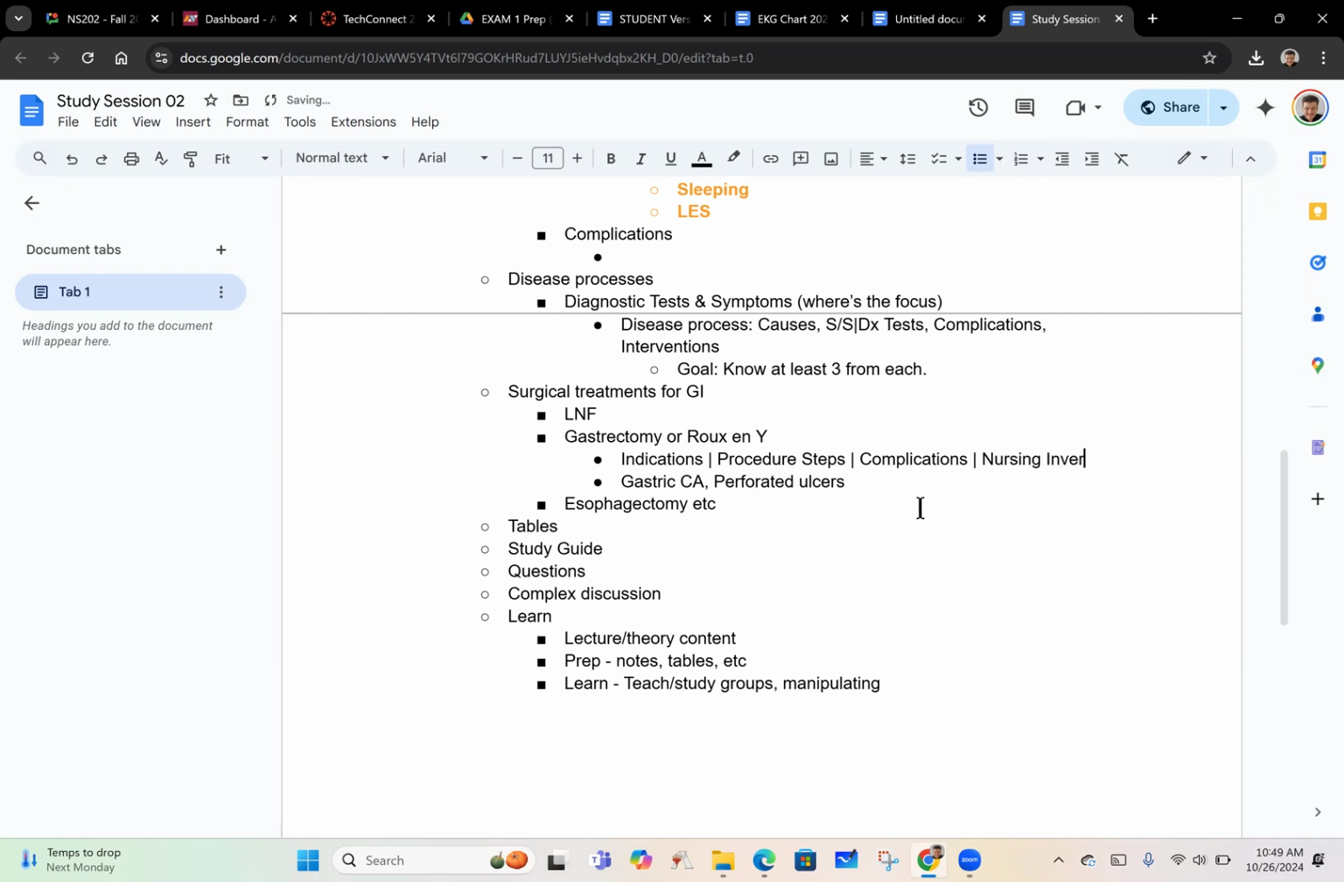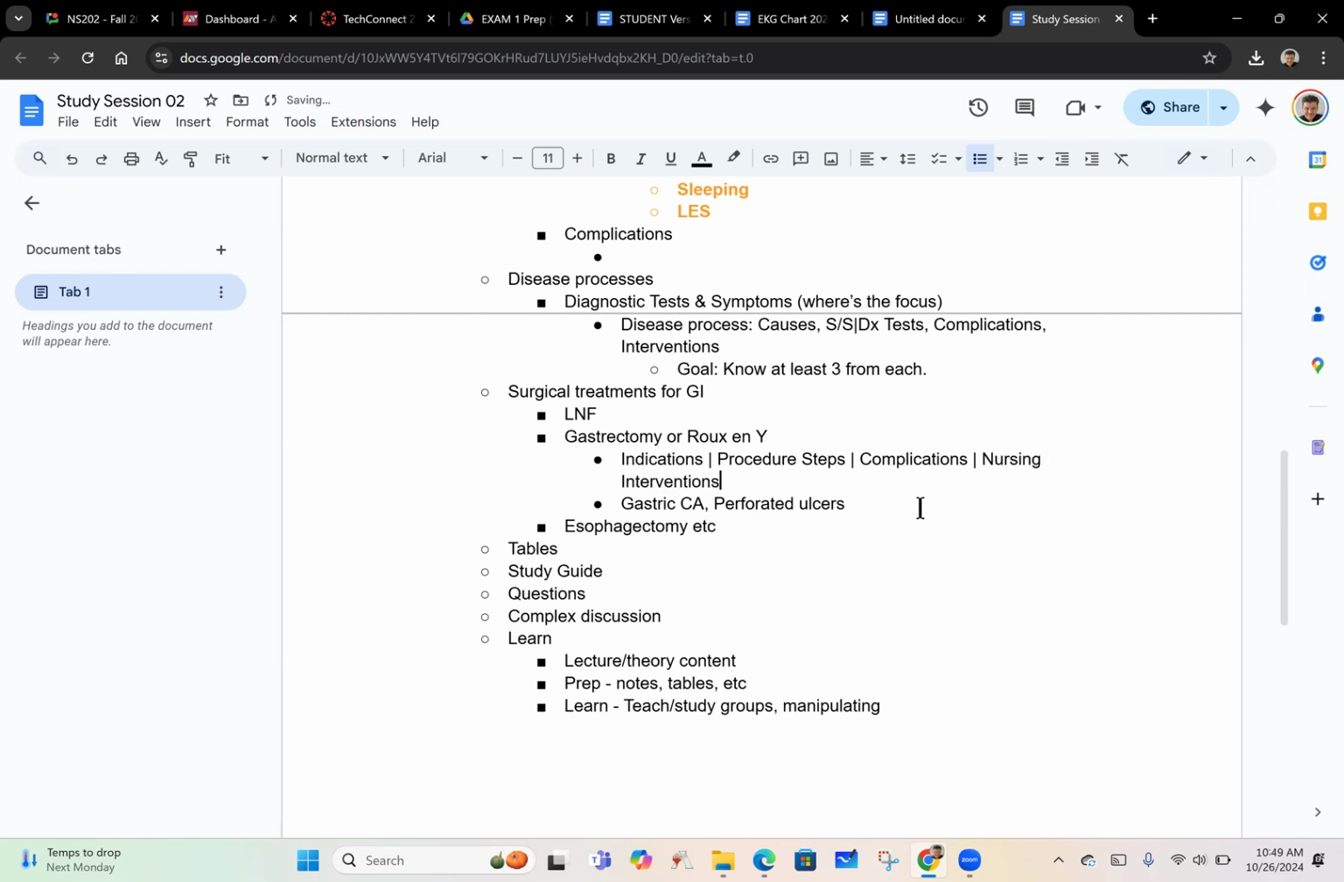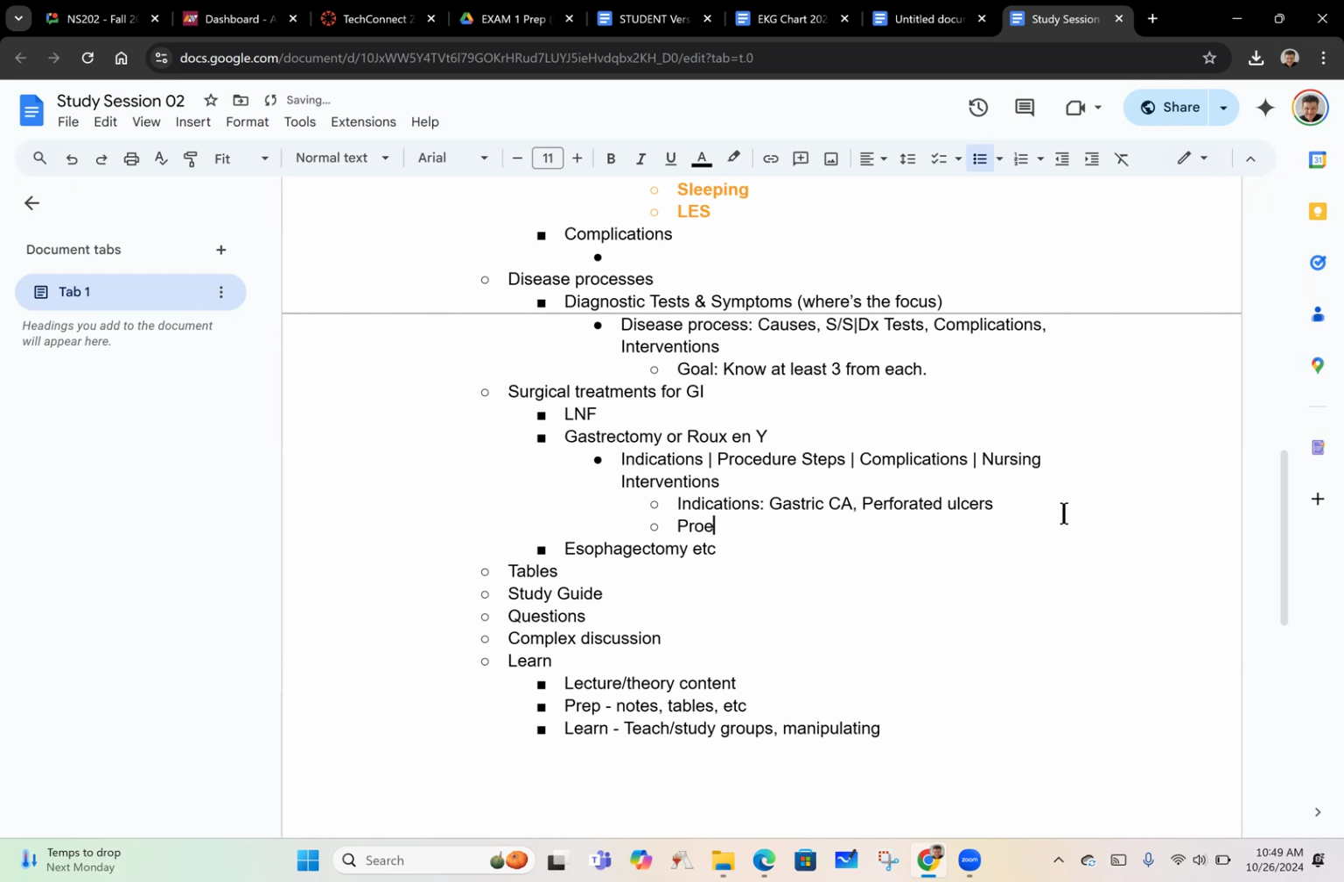That's kind of nurse interventions tied into one. Good. All right, so gastric cancer. For instance, indications, and we can go to our study guide and just add this to it, all right? So indications: gastric cancer, perforated ulcers, right? Procedure, right? We're just gonna snap a pic.